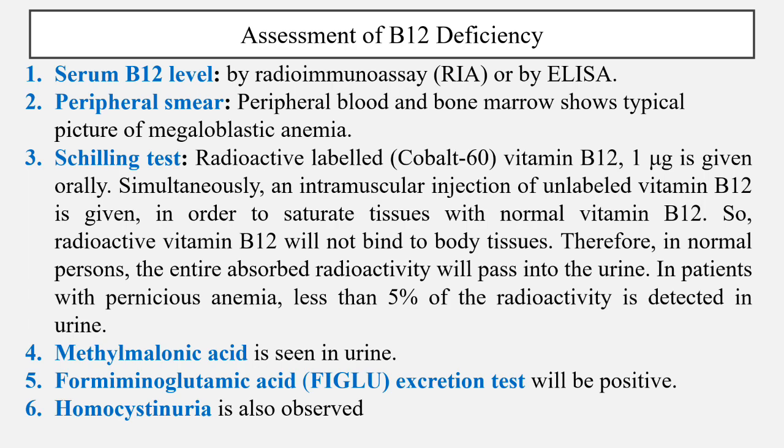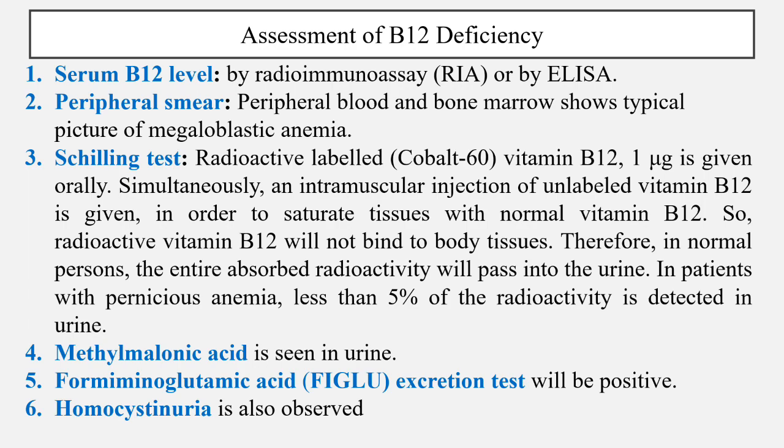Next, the Schilling test, in which radioactively labeled B12, 1 microgram, is given orally. Simultaneously, an intramuscular injection of unlabeled B12 is given in order to saturate tissues with normal B12, so the radioactive vitamin B12 does not bind to the body tissues. Therefore, in normal persons, the entire absorbed radioactivity will pass into the urine. In patients with pernicious anemia, less than 5% of radioactivity is detected in urine. This detail is not required, just write the names if they ask.